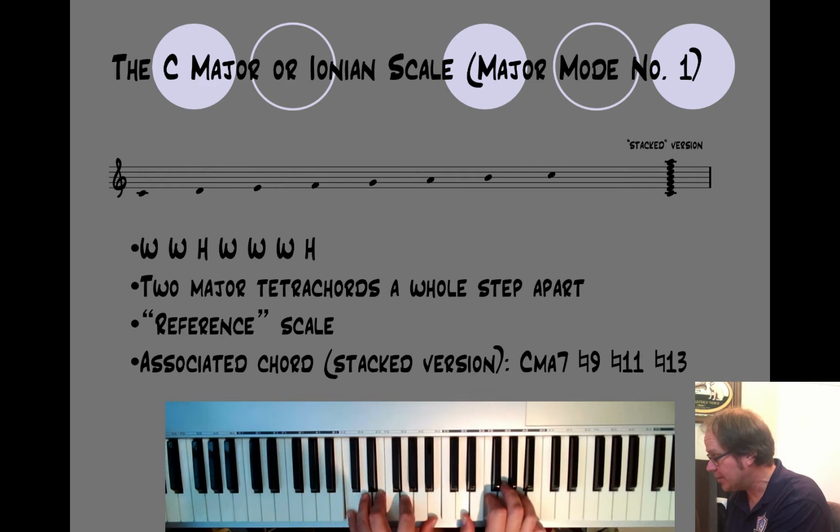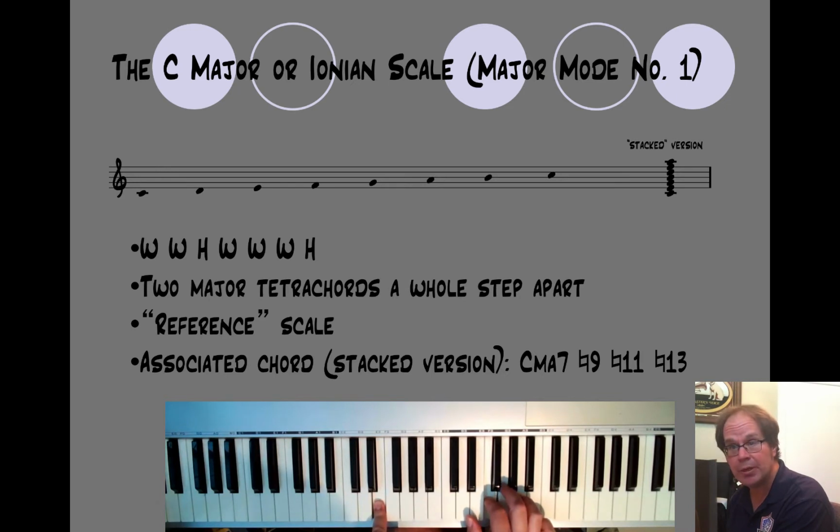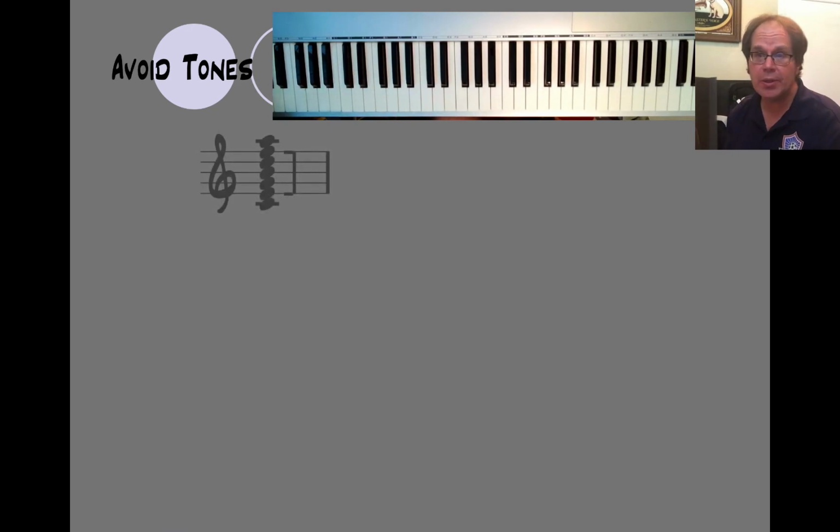Well, I'll tell you what. Here's the thing that really sounds pretty bad to me in this chord. This E, which is the 3rd of the chord, to this F up here is what we call a flat 9 interval. They tend to sound pretty bad. So this is what's called an avoid tone.